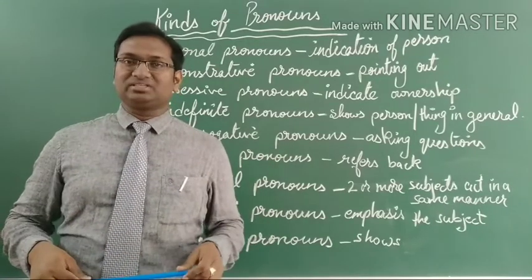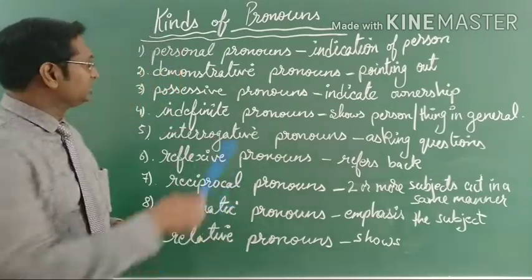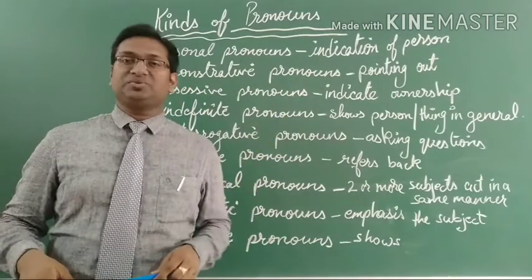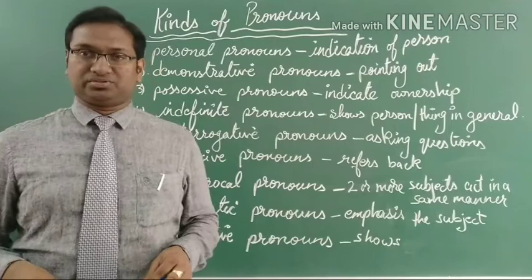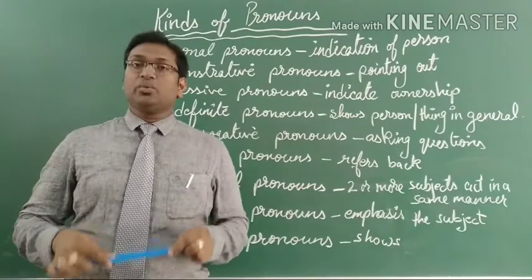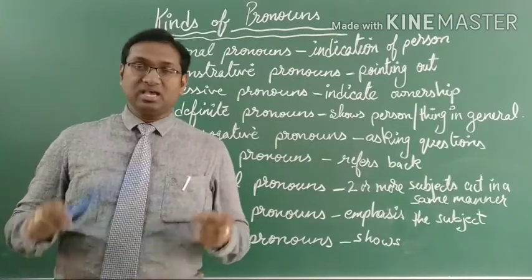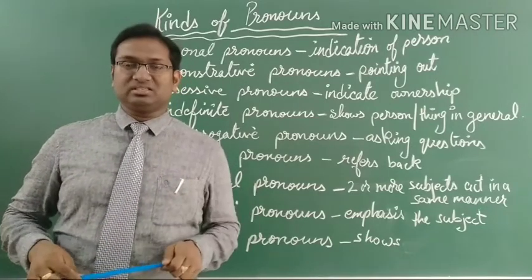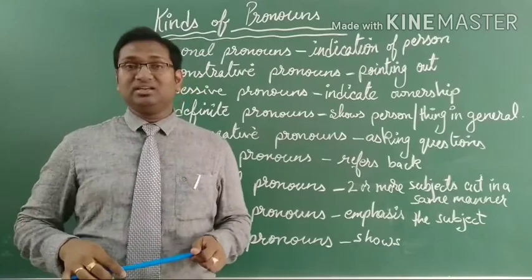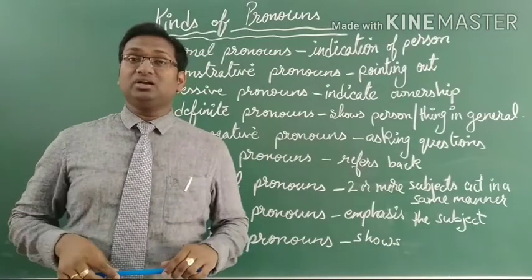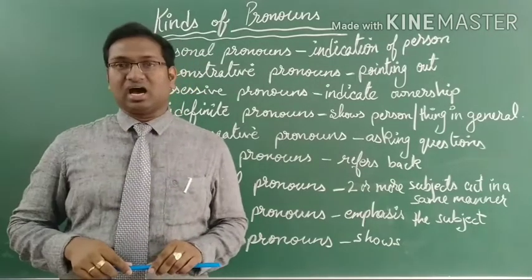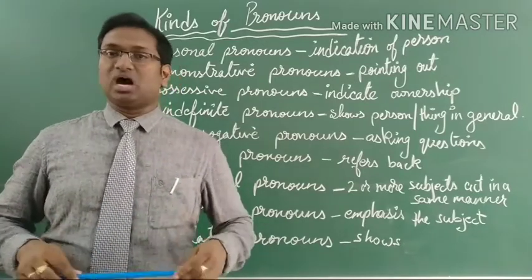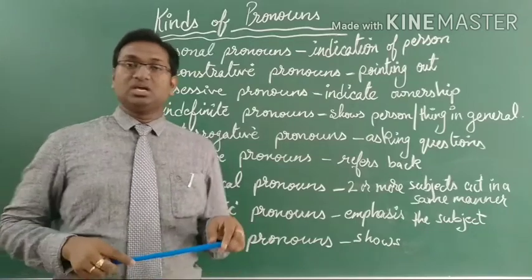We are going to do this in detail afterwards. Now second is your demonstrative pronouns. Demonstrative pronouns are those pronouns which point out. Point out means this, that, these, those. This book is nice, that book is nice. These children are naughty, those children are studious. So this, that, these, those are your demonstrative pronouns.